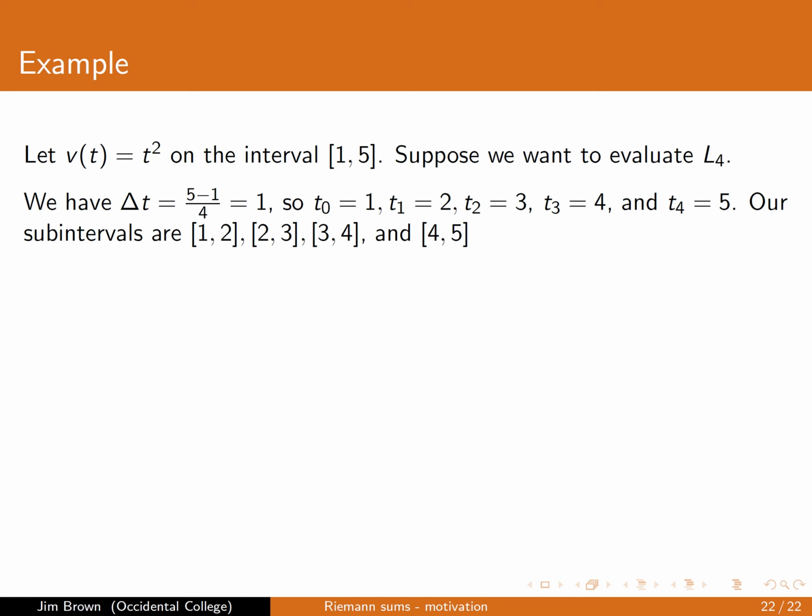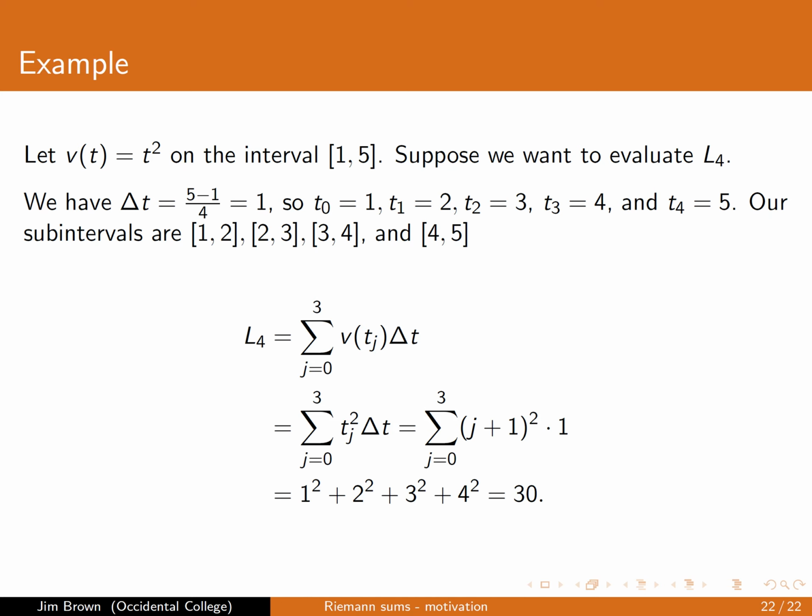So that means our first edge is at 1. And then the width of that subinterval is 1. So the next one is 2, and then 3, and then 4, and then 5. So our 4 subintervals are 1 to 2, 2 to 3, 3 to 4, and 4 to 5. And so now we can evaluate our left-hand sum here. Notice we're doing left edges. So we go left edge of 1, left edge of 2, left edge of 3, left edge of 4.